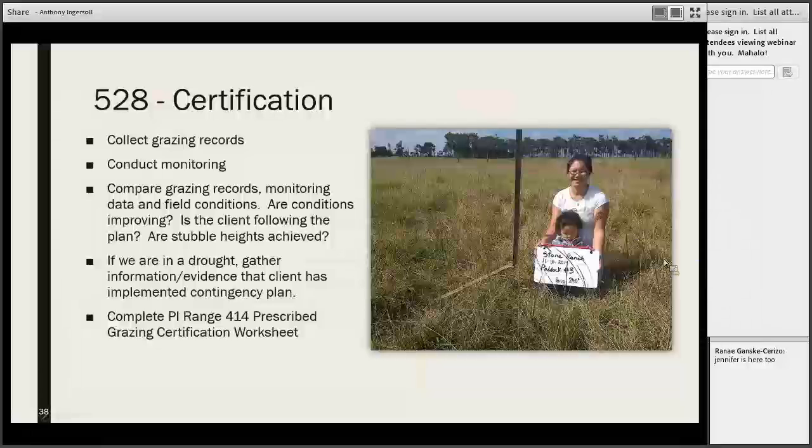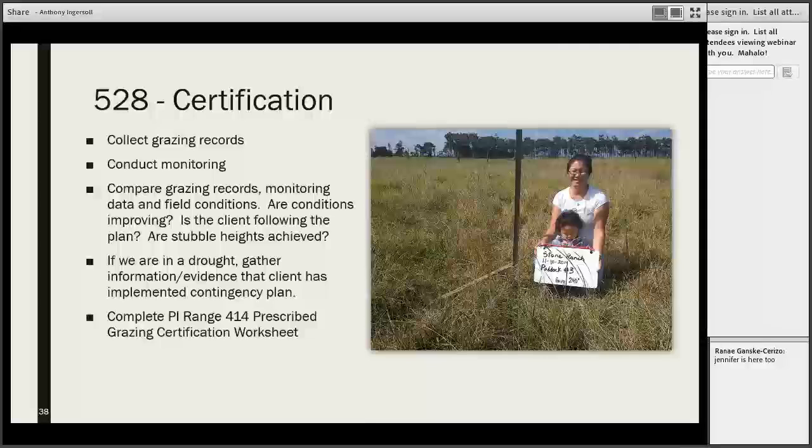Okay? So when it comes time for certification, we would work with the client, collect their grazing records, conduct that monitoring with them, compare the grazing records, the monitoring data, the field conditions, really start to evaluate it. Are the conditions improving? Talk to the client. What is he or she seeing? Is the client able to follow the plan? Are there adjustments they've had to make? Are there things we want to talk about? And are stubble heights being achieved? If they're not, why? Do we need to adjust something?